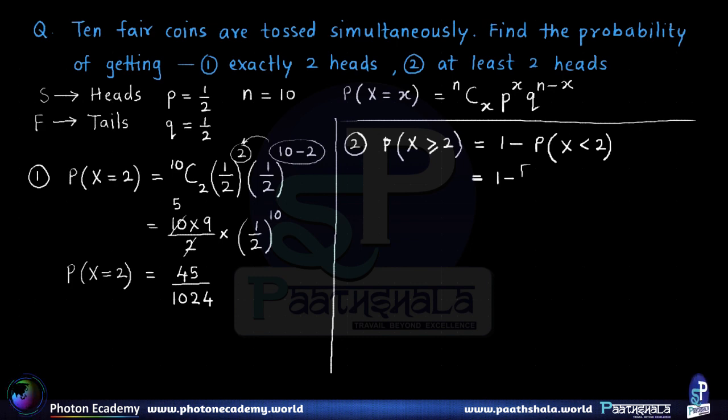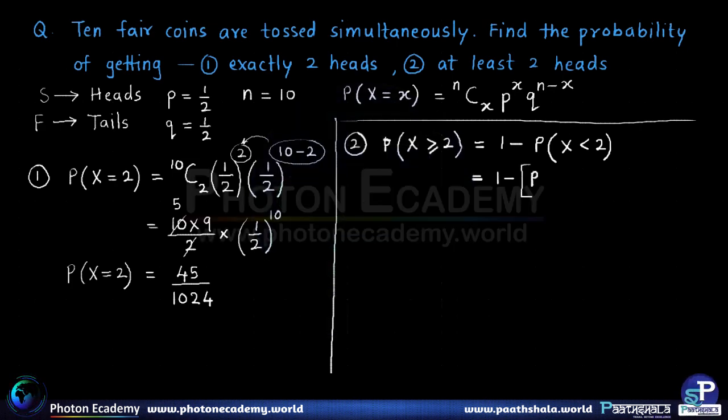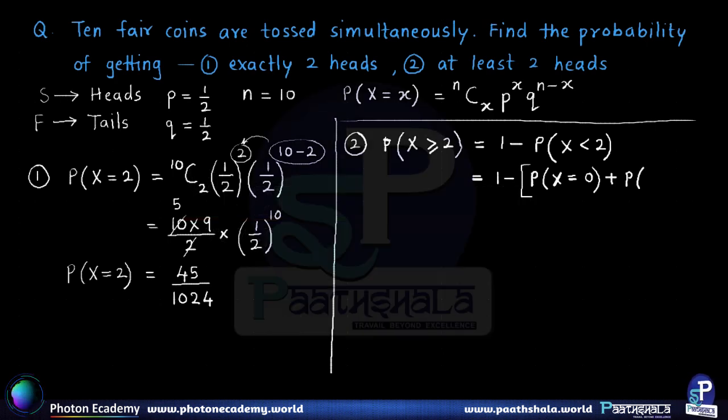Now this further can be written as: x less than 2 means x is either equal to 0, that means we don't have any success, that is, no heads appear, and it can also mean that x is equal to 1. So we have just one success, that is, only one head occurs. So this is what we have to calculate. Now this is easier to calculate, as the numbers will be relatively smaller here.